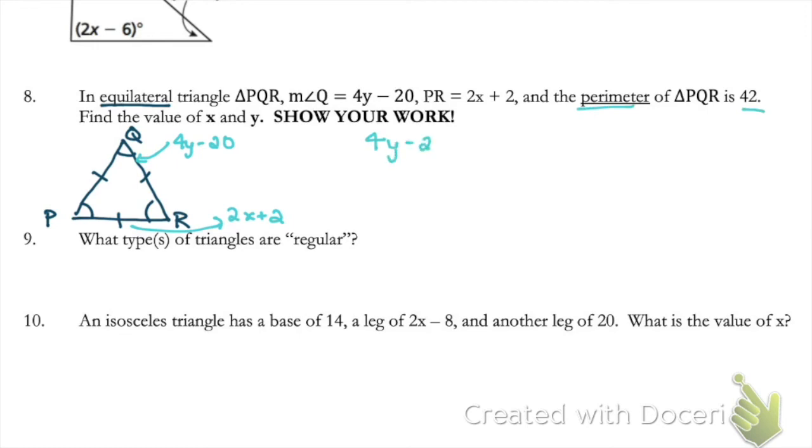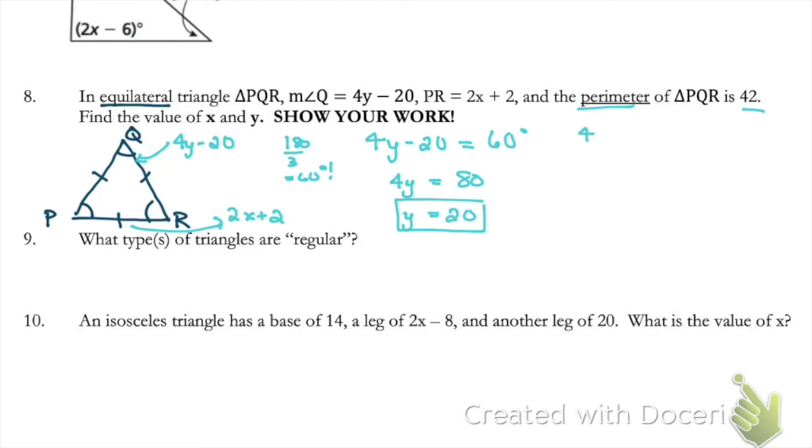We need to find the measure of each of those angles so we have a value to set it equal to. Since all angles in a triangle must add to 180, and each of our angles is the same, I can take 180 divided by 3 to get 60, because each of our angles in an equilateral, which also means equiangular, triangle must be 60 degrees. So I get 4y minus 20 equal to 60. If I add the 20 over, I get 80, and then I divide by 4, I get 20. So my value for y is 20.